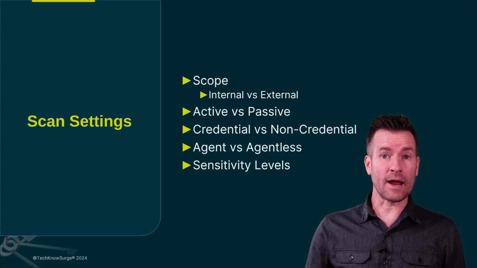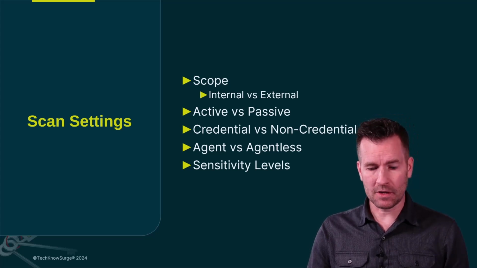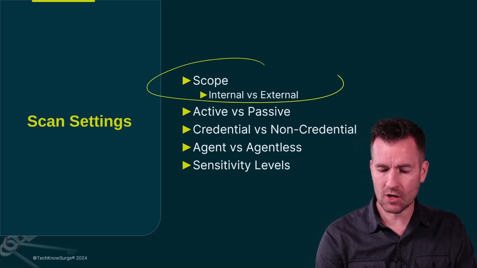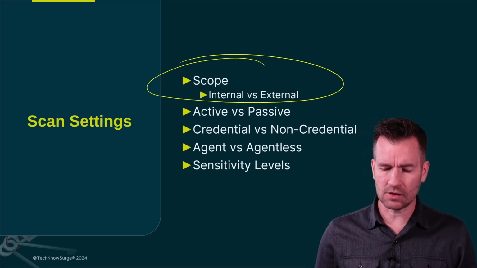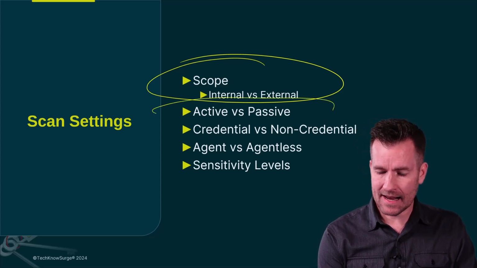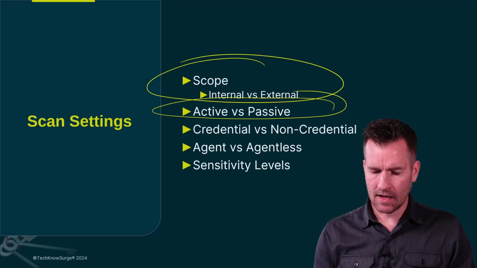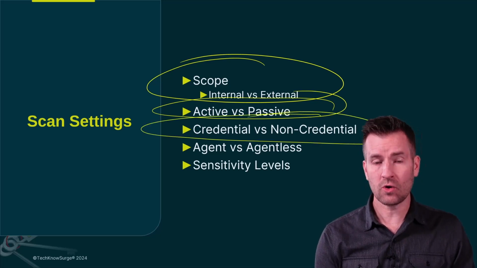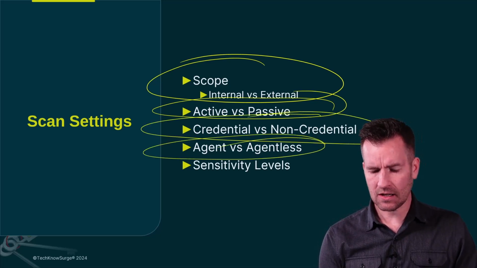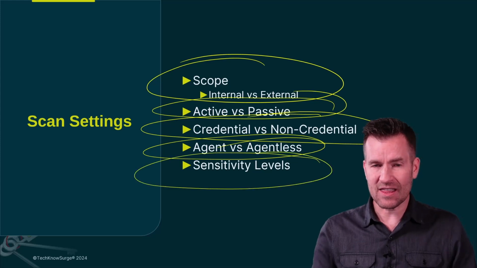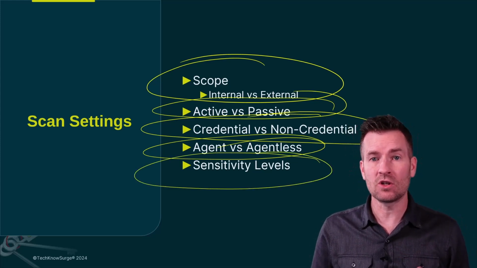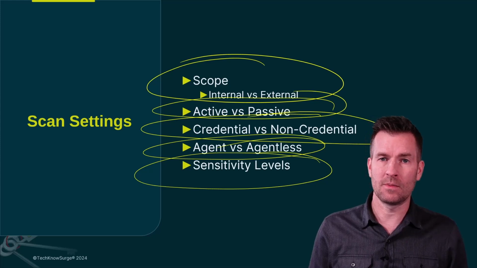There are a lot of ways that we can set up vulnerability scanning. For instance, what is the scope? Is it going to be internal or external? Are we going to set it up to be active or passive? Are we going to use credentials or no credentials? Are we going to use agent or agentless? What are the sensitivity levels that we're going to use when we set up vulnerability scanning?